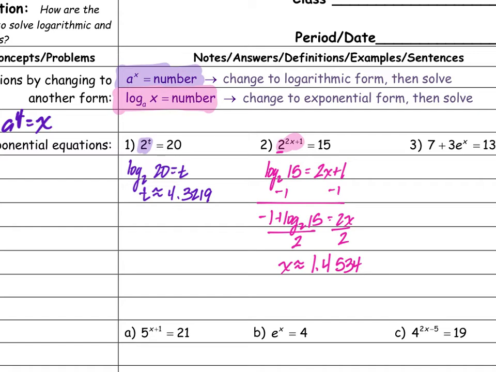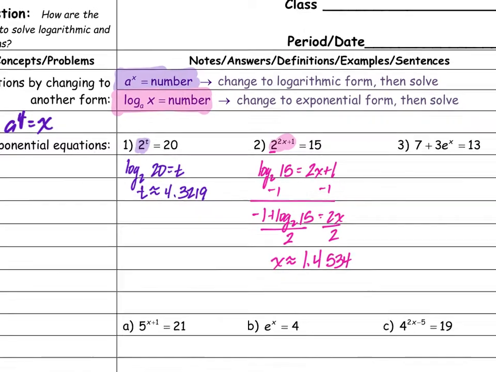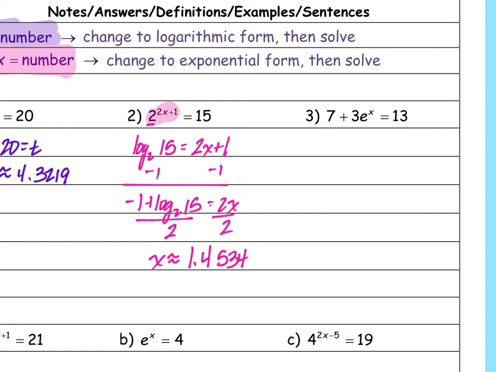I hope that helps with the calculator a little bit. And we're going to go on into the next problem. Notice on this problem, my exponent is not by itself. Just like what I've been doing, I need that part to be all by itself. So I need to do a few things to the problem before I get that by itself. So I'm going to subtract 7 first, and then I get 3e to the x equals 6, divide by 3, and then I get e to the x equals 2.